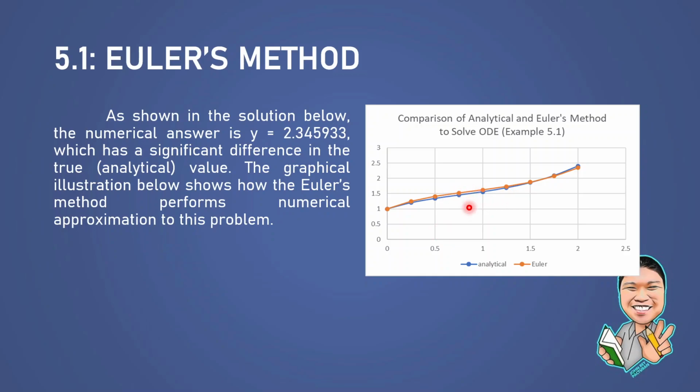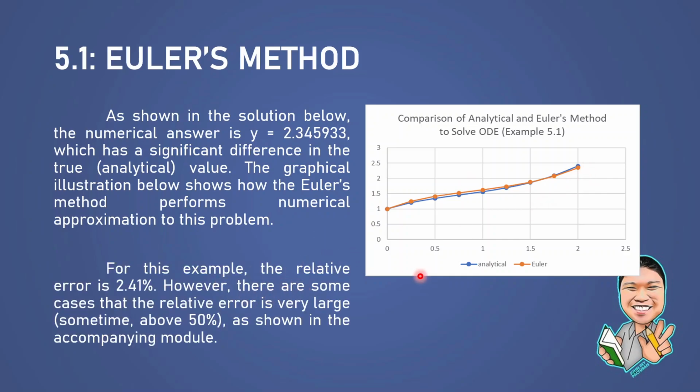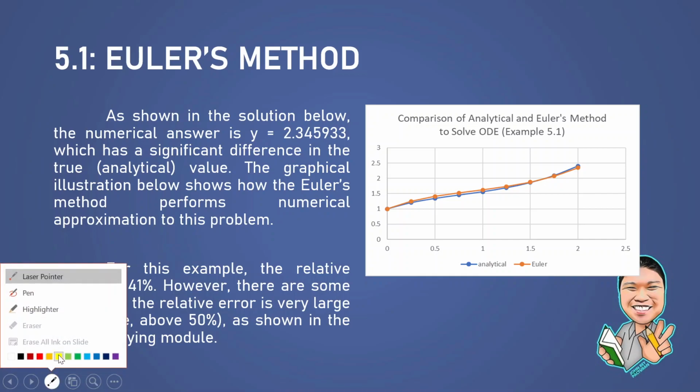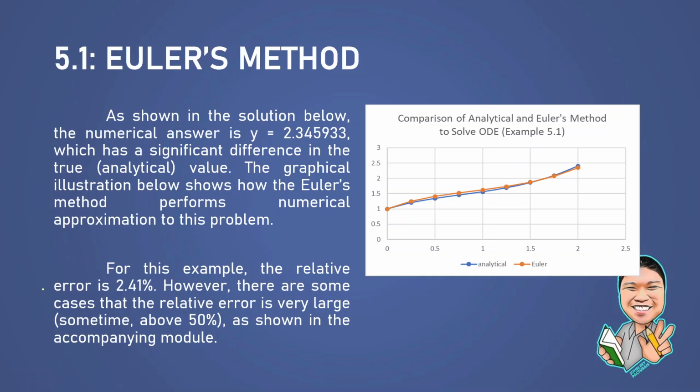So, kumbaga, titingnan nyo, yung Euler is almost dumikit na, or tama ba, pumatong na kay analytical. This indicates na medyo accurate yung solution natin ngayon. But, ito ang kailangan yung tandaan. For this example, the relative error is 2.41%. Before I proceed to the next chapter, i-discuss ko lang kung paano ba sinosolve yung ating relative error.